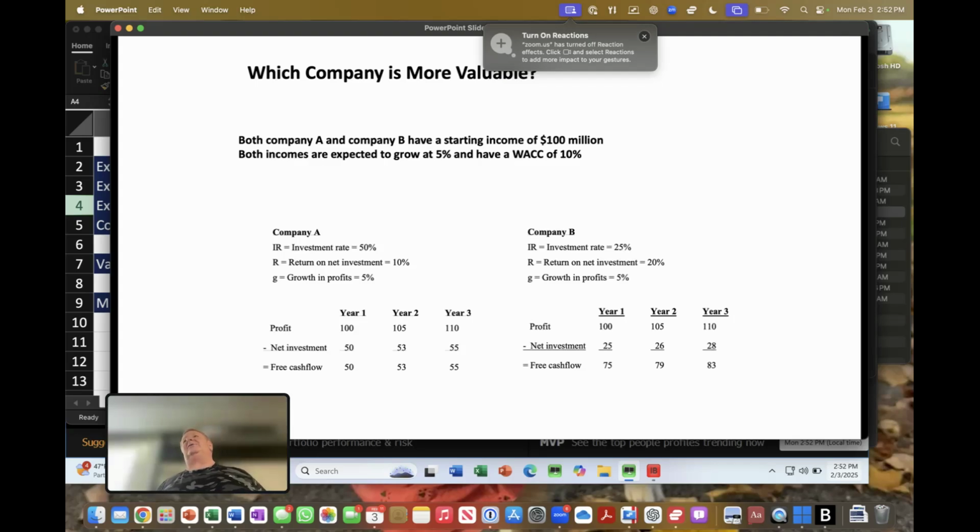The trick is in the real world, growth isn't always the same. And so what matters is the growth-return combination. That's valuation. That's it. That's all it is. Give me the growth, give me the return, give me the risk, and I'll tell you your share price. Any company.